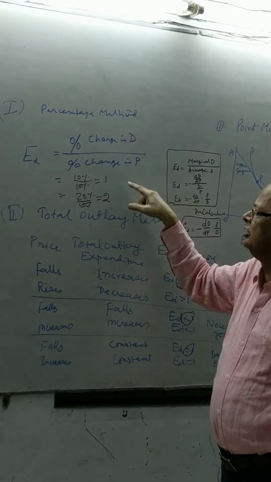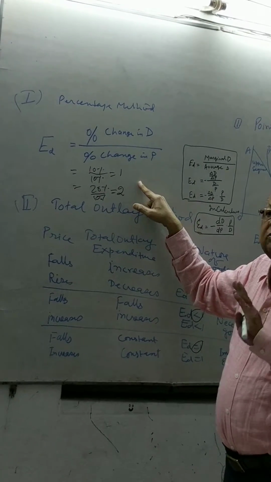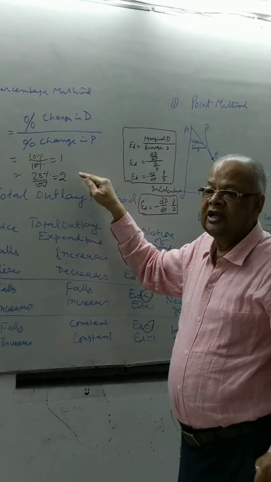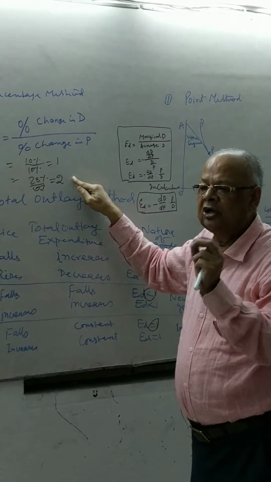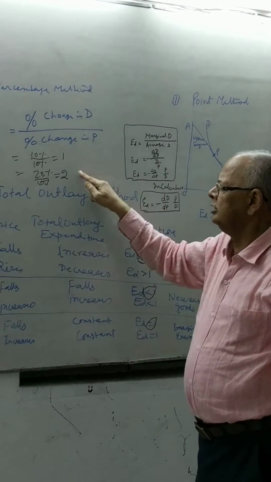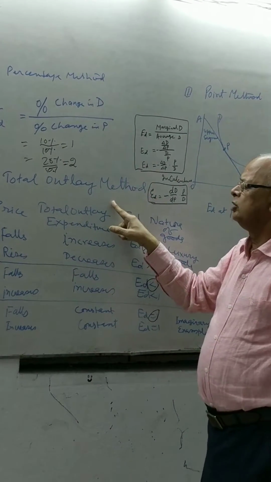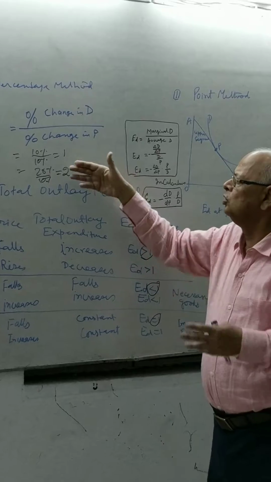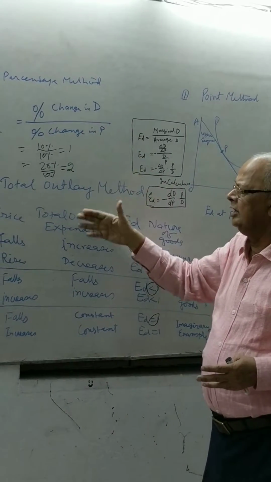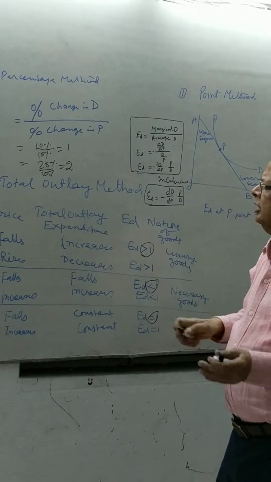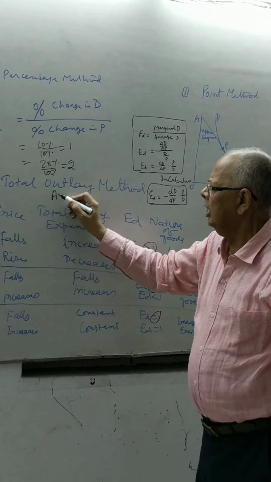Therefore the percentage method is used in most research work and most calculation work, because it gives the exact number of elasticity of the commodity on which we are spending money in the market. But in the total outlay method, if there is no such data and we have data of only expenditure and price, then we will use this method. This method was popularized by Alfred Marshall.